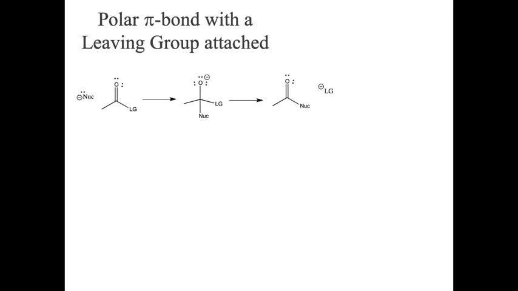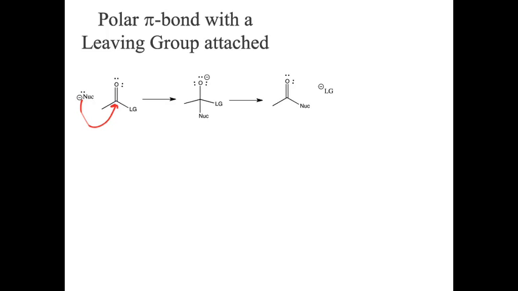We're starting with a polar pi bond, but the big distinguishing feature in this unit is that we now have a leaving group connected to it. Okay? So if we have our nucleophile, that nucleophile can potentially attack. What's the next weakest? We're already there. What's the most likely thing to happen when that nucleophile attacks?